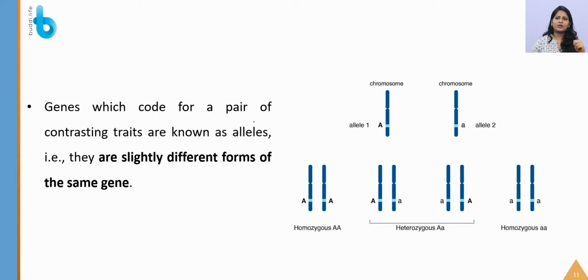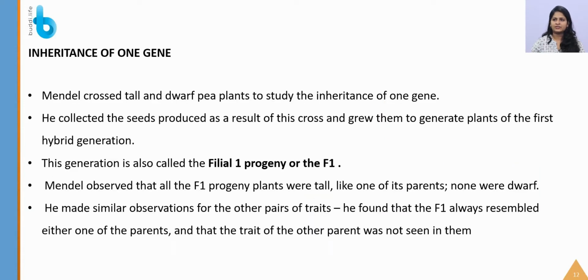Genes that code for a pair of contrasting traits are known as alleles. Alleles are nothing but slightly different forms of the same gene. For example, this A character is having 2 alleles. So this is the A gene and it is having 2 alleles, you can see a capital A and small a. Homozygous, I am telling you here itself, means that if the 2 genes that are present are similar. If they are different, it is called heterozygous.